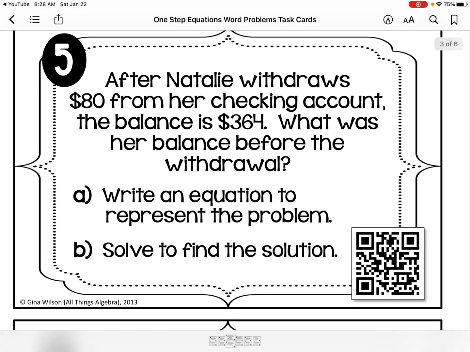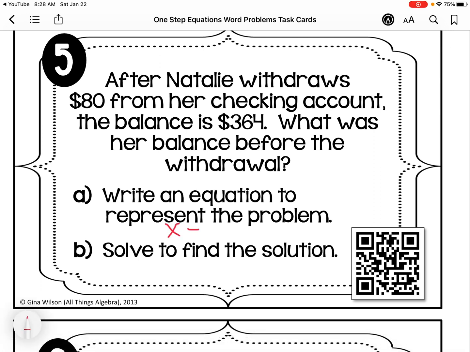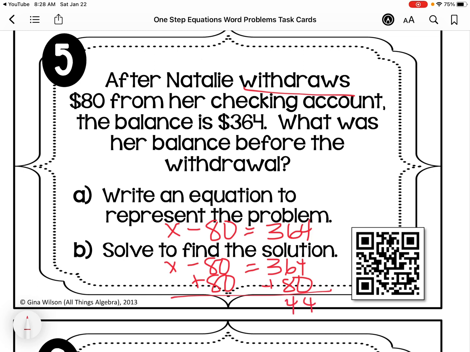After Natalie withdraws $80 from her checking account, her balance is 364. What was her balance before the withdrawal? So X minus 80 equals 364. So I had a balance, then I withdrew money. Withdrawing subtracts. Now I have 364. So X minus 80 equals 364. So I'm going to add 80 back to find out how much it was in advance. I get $444.